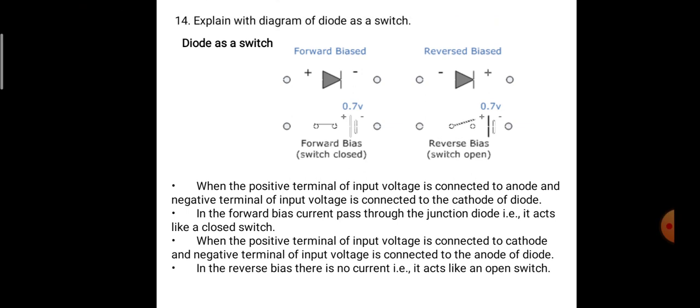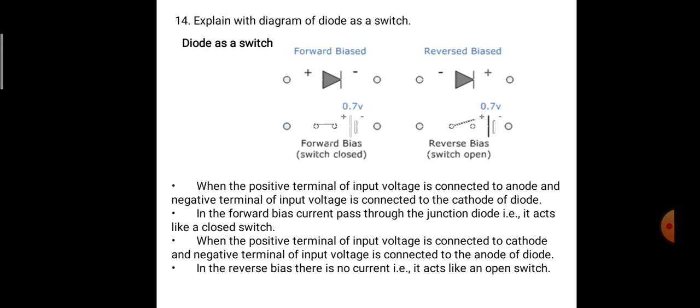Next question. Explain with a diagram the diode as a switch. The figure shows forward bias and reverse bias. When the positive terminal of the input voltage is connected to the anode and the negative terminal of the input voltage is connected to the cathode of the diode, it is forward bias, and current passes through the junction diode. That is, it acts like a closed switch.